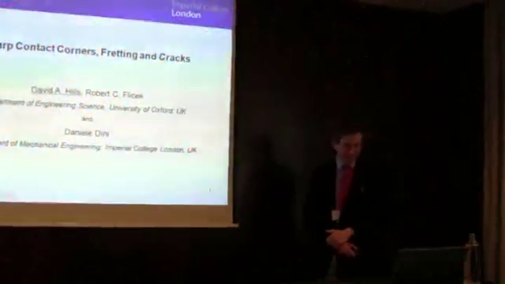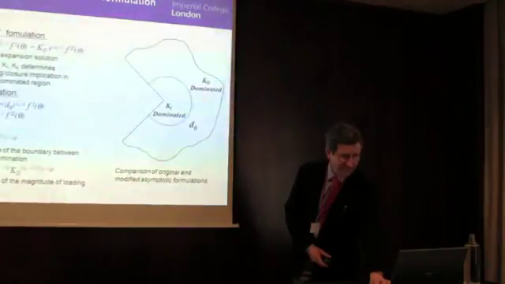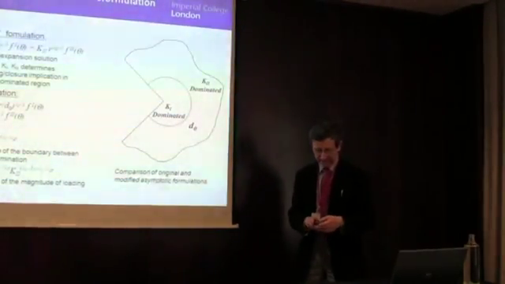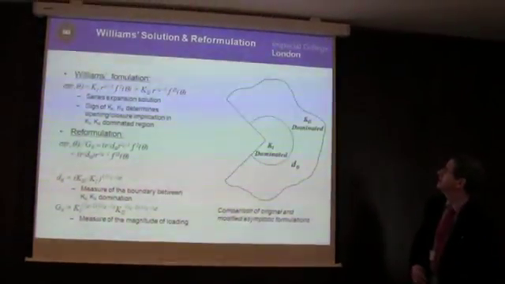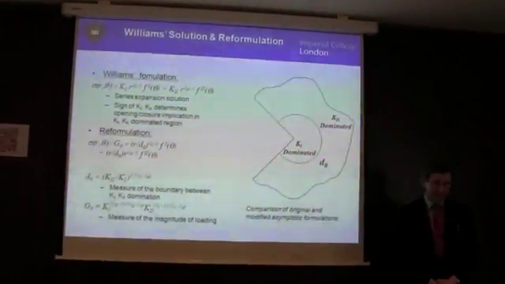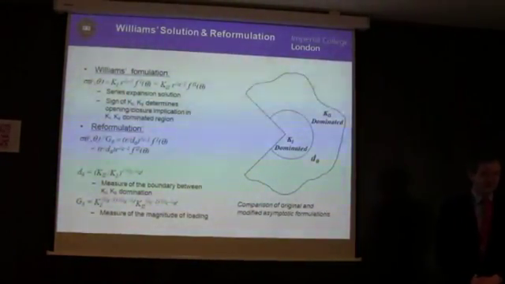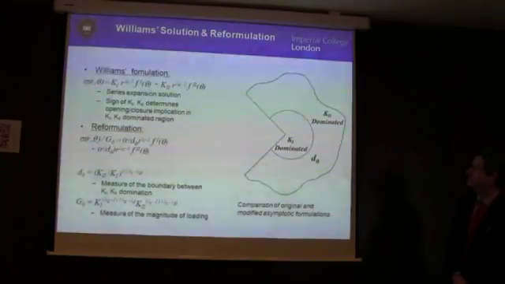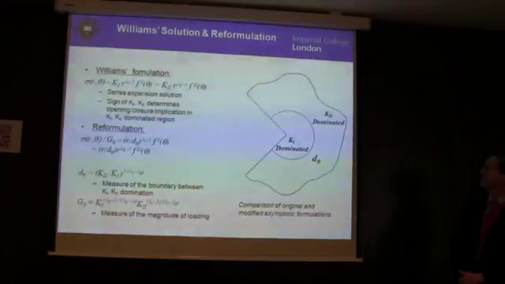This follows on from the talk I gave 2 years ago in Flawney, and it really is concerned with looking at Williams' solution for a notch and thinking about it in different ways, which enable us to bring out extra elements of the solution. And I hope you're familiar with it, because I've got to assume that my audience knows something about this already.